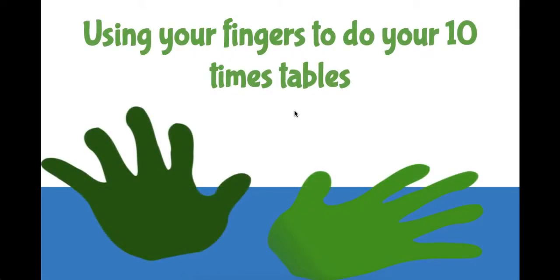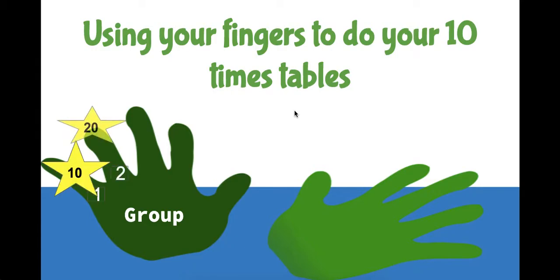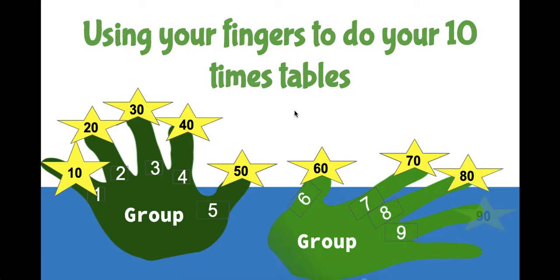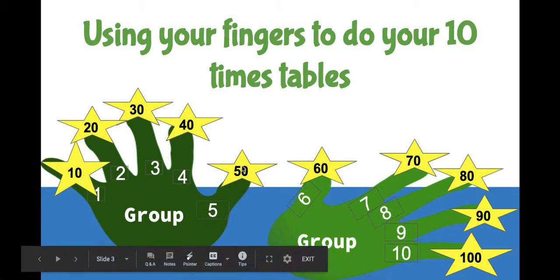Right, again, you can use your fingers, just like we did with all the others. So remember, your groups are your fingers. So we've got one group of 10 is 10, two groups of 10 is 20, three groups of 10 is 30, four groups of 10 is 40, five groups of 10 is 50, six groups of 10 is 60, seven groups of 10 is 70, eight groups of 10 is 80, 9 groups of 10 is 90, 10 groups of 10 is 100, and 11 groups of 10 would be 110, and 12 groups of 10 would be 120. And as you can see, boys and girls, we all end in a 0, and the group is the same as the answer, just with a 0 added to it.